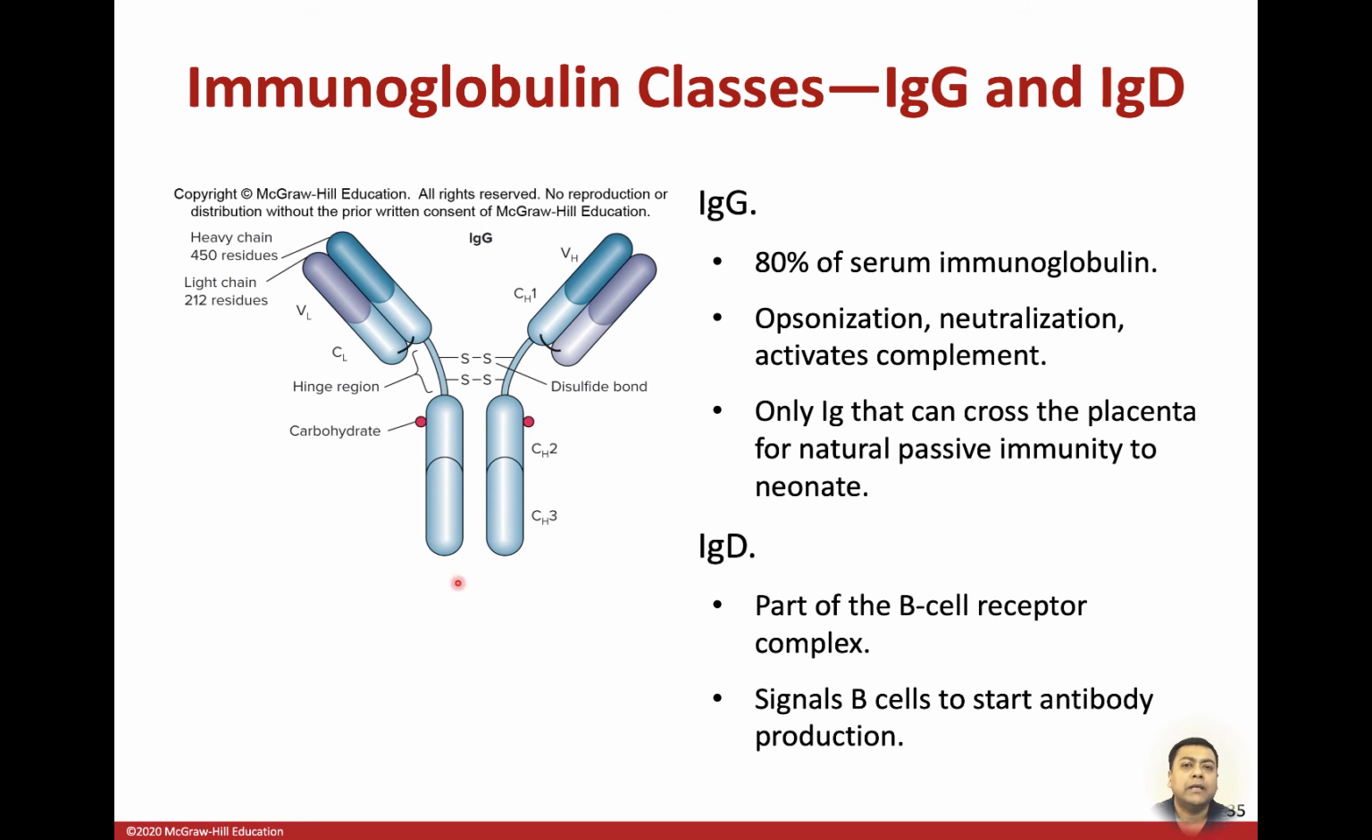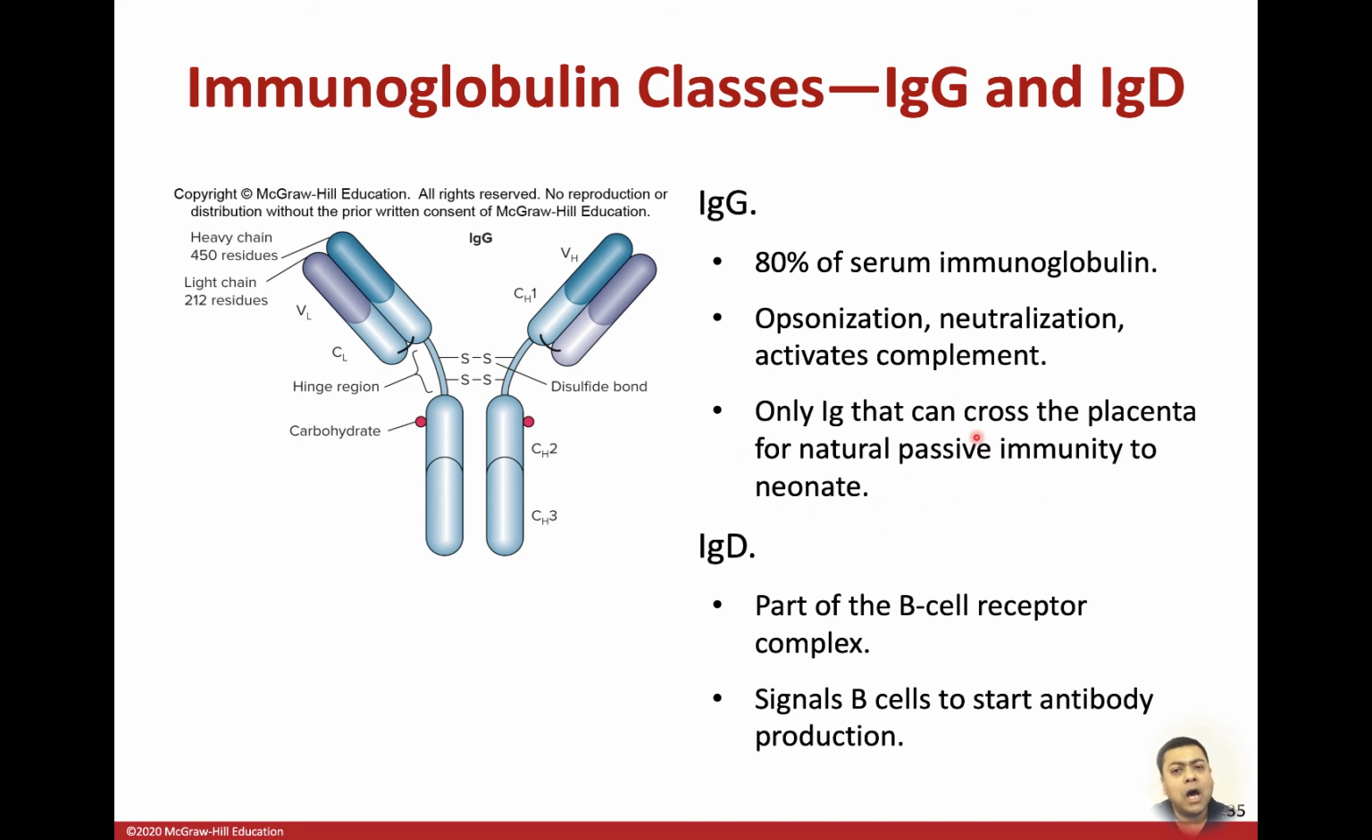So here we are looking at two of these immunoglobulin classes, and there are five classes of immunoglobulin. You have a detailed list of those in your textbook. You can see that chart, although very much detail is not needed. The first one is IgG, or immunoglobulin G, and 80% of your serum immunoglobulin is this type. This is the most common one, and it is required for opsonization, neutralization, and activates complement. Only this immunoglobulin can cross the placenta for natural passive immunity to the neonate.